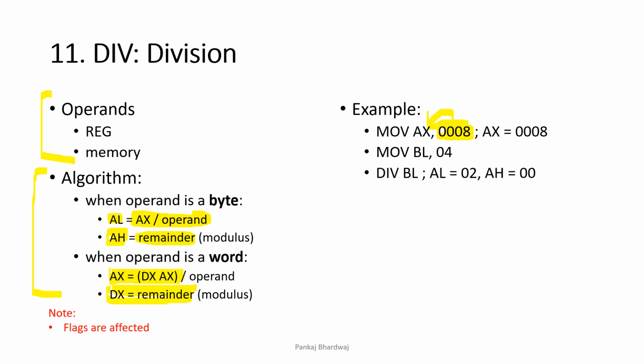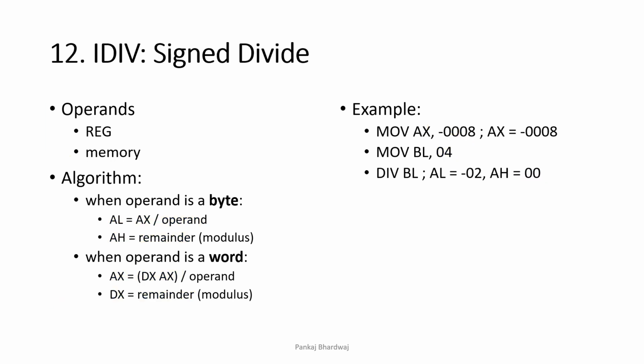Now we want to divide 0008 by 04. Then what will be the result? It's simply 8 divided by 4, that is 2. So 2 will be stored in AL. AL will store the result, and AH will give you the remainder. In that case, 8 divided by 4 has 2 quotient and 0 remainder, so the remainder that is stored in AH will be 00. Similarly, the data can be manipulated for the 16-bit operation also.